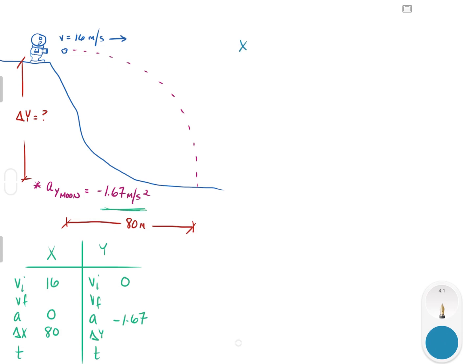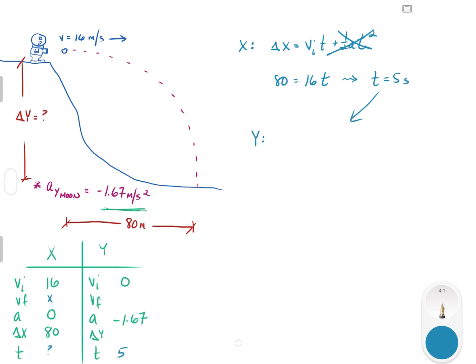So if I look at the X side, again, I don't really care about final velocity. Time is what I'm looking for, so once again, this equation comes to the rescue. And I really like this equation because that just goes away because there's 0 acceleration. So in order to go 80 meters, being thrown at 16 meters per second, I'm just going to take 80 divided by 16. Probably could have done that one in my head, but 5 seconds it will be in the air for. I can then plug that down into my Y table.